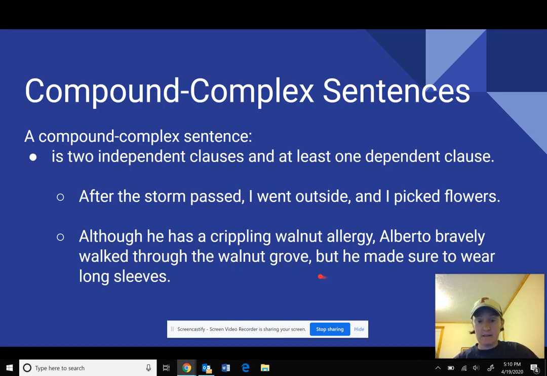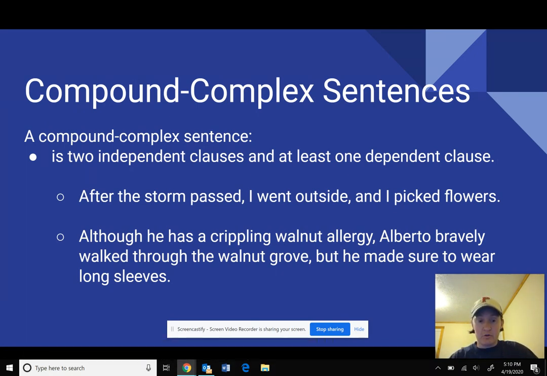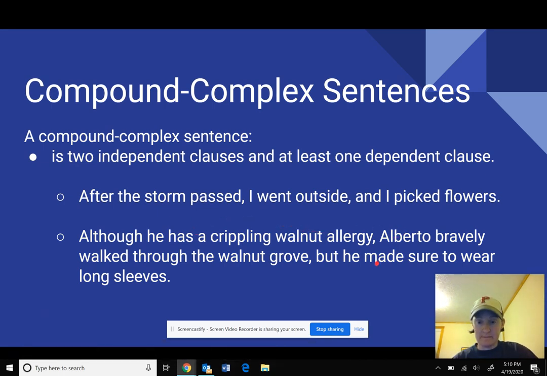And lastly, we have a comma but, so a comma fanboys, right? So we know that's joining these two clauses. So let's see what we think. He made sure to wear long sleeves. So again, he made sure to wear long sleeves. That's a sentence. That's an independent clause. And so therefore we have dependent, independent, independent.